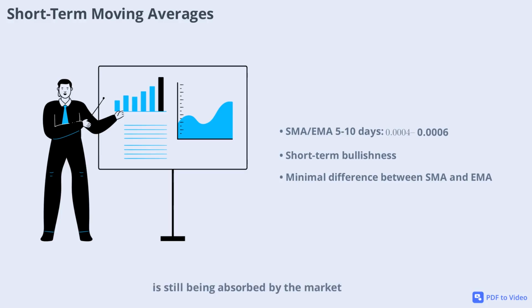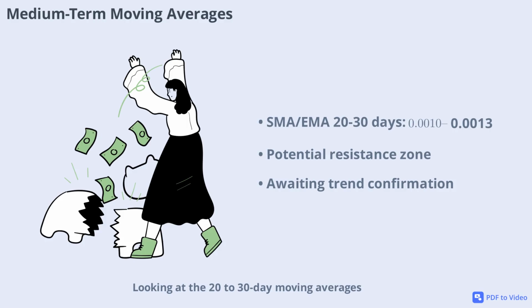Looking at the 20 to 30-day moving averages, both SMA and EMA values range from 0.001 to 0.0013. These averages are slightly above the current price, suggesting that the recent price jump has not yet established a sustained uptrend. The market may be waiting for confirmation before committing to a new direction. Monitoring these averages can help traders identify potential support or resistance levels in the coming sessions.